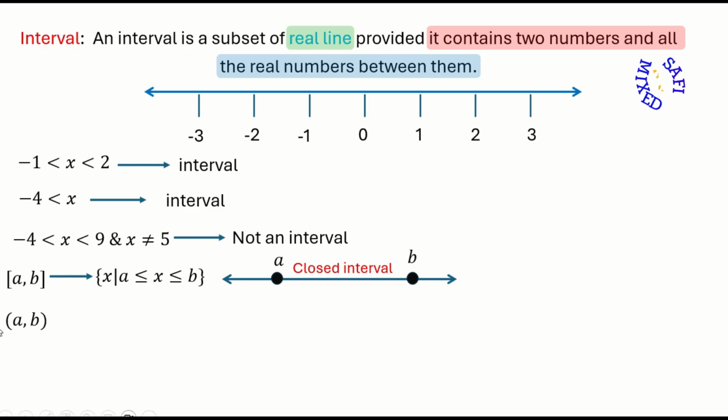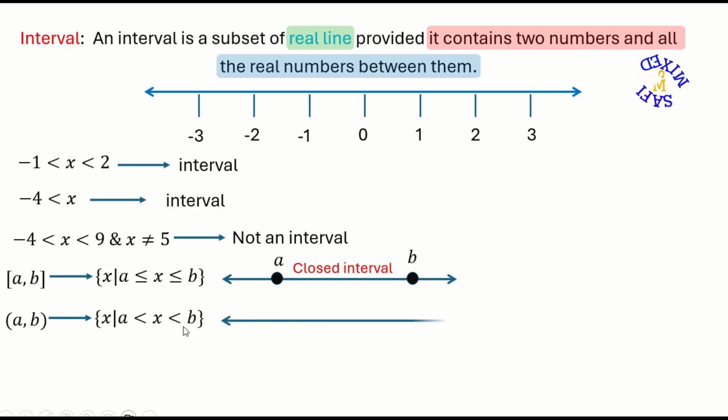There is another type of interval where the numbers are included inside parentheses, and in set format, this interval is expressed as x, where x is greater than a and lesser than b, which means the numbers a and b are not included in the interval. However, it contains all the numbers greater than a and lesser than b. Such an interval on the real line is expressed by putting two unfilled circles, one at the position of A and the other at the position of B, and this interval is called an open interval.